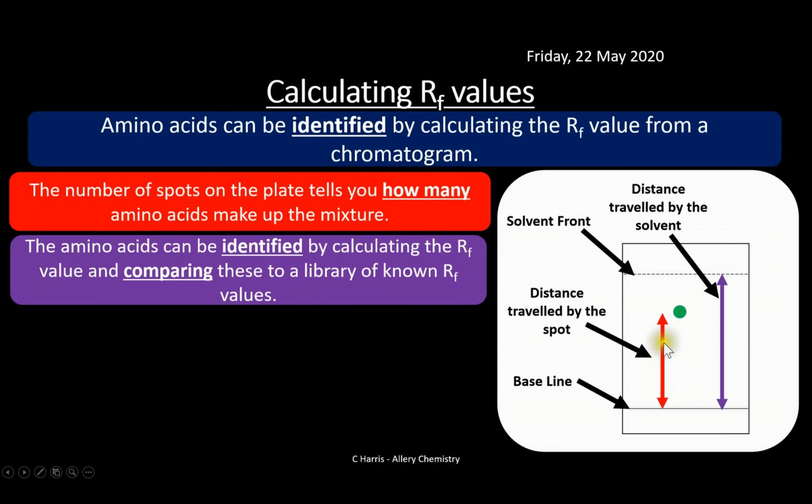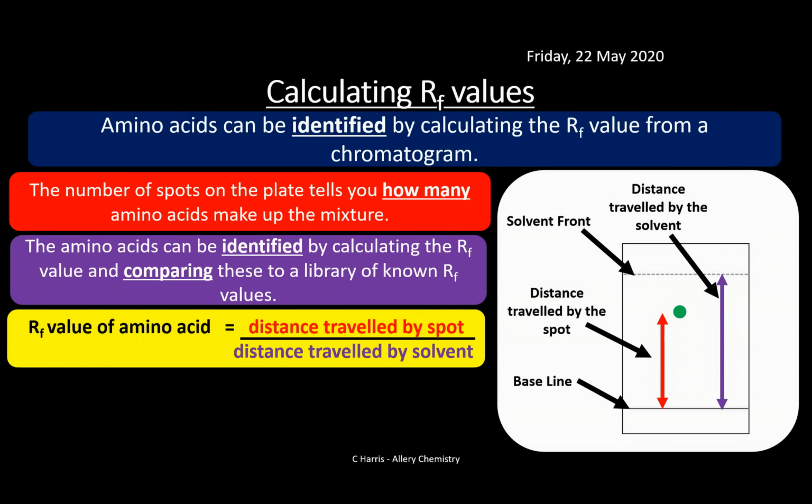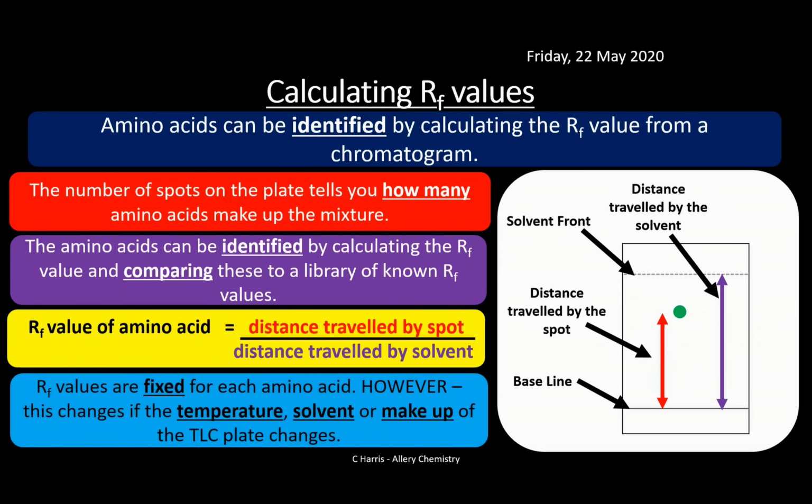So that's how far the solvent has actually migrated up the plate. And you can see we've measured the distance travelled by the spot, and we've measured the distance travelled by the solvent. So the RF value is basically the distance travelled by the spot in red divided by the distance travelled by the solvent in purple. Okay, and if we put those figures in, then we work out our RF value. And what we do with the RF value is we measure it against a known library of sources, and we can do that because it's fixed for each amino acid. So every amino acid has a unique RF value.